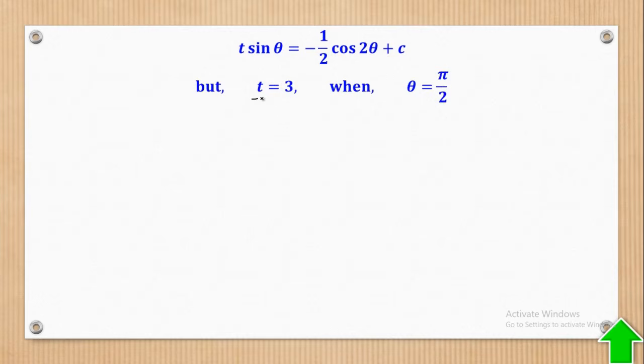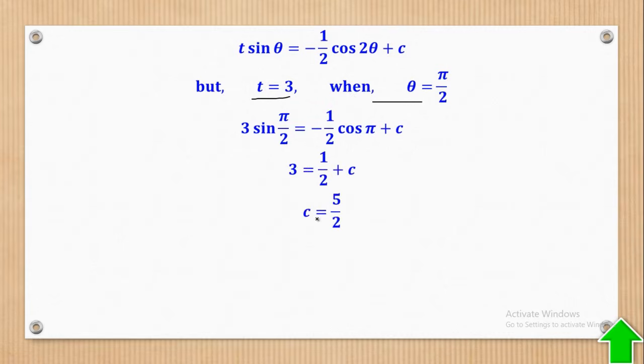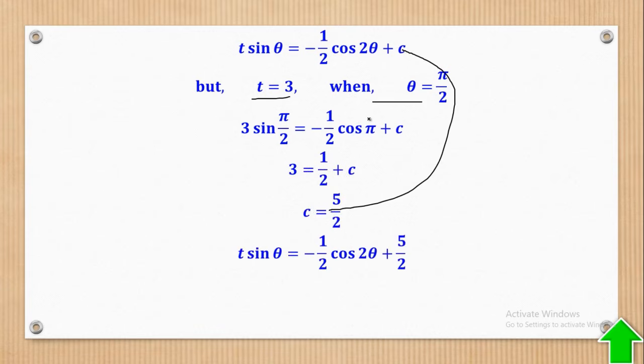But you're given these initial conditions, so I'll substitute for t and theta. Remember, the calculator should be in radians. So I'll be able to get the value of c as 5/2. And substituting this one here, I'll be able to get the particular solution.